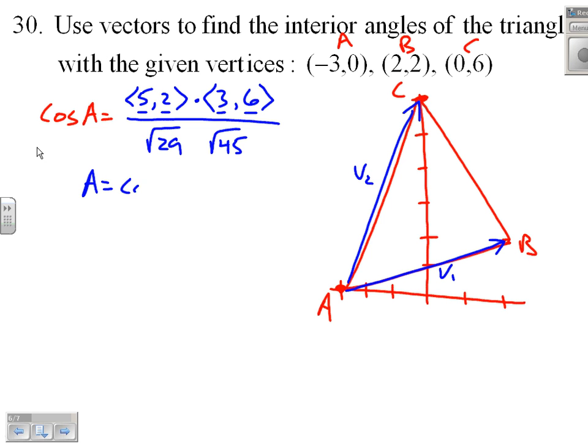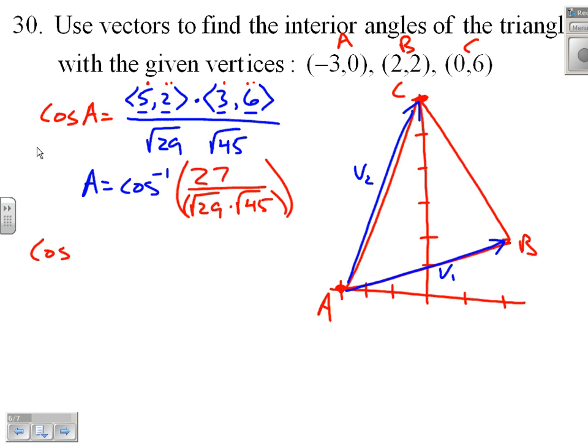So angle A is cosine inverse of, let's take care of this dot product in our head. 5 times 3, 15, plus 2 times 6, 12. 15 and 12, 27 on root 29 times root 45. Make certain if you're doing this in your calculator that you wrap this denominator in parentheses, and then we should be able to find cosine A. And I think I'll go ahead and set up cosine inverse of that. We should be able to find the measure of angle A. I think I'll go ahead and do angle B and then leave angle C for the reader.